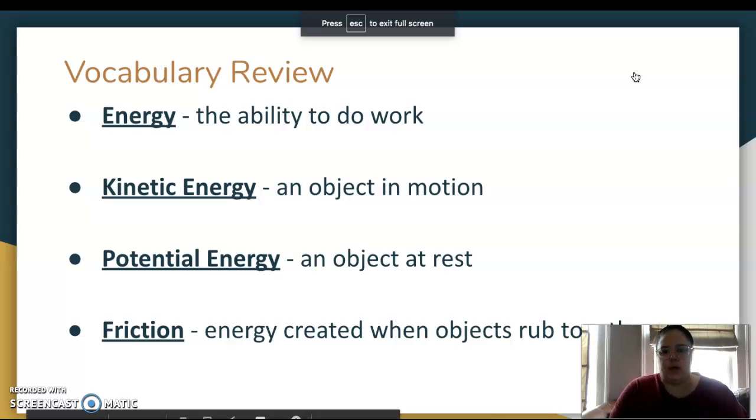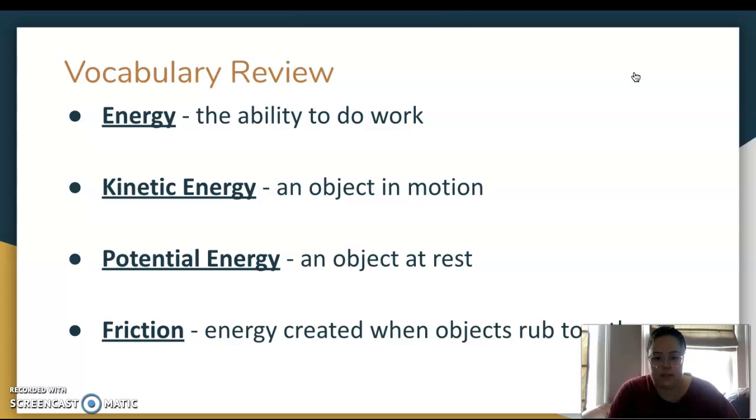All right, so some vocabulary. Energy, this is a review. Energy is the ability to do work. Kinetic energy is when an object is actually moving, it is giving off energy. Potential energy is an object that's at rest. So it might have the potential to have energy, but right now it is at rest. It's not moving.